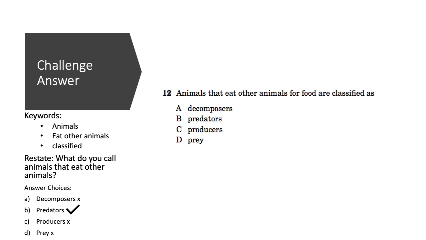C, producers. Producers are things that make things. Animals that eat other animals are not making anything other than a good meal. And prey, well, prey is the thing that gets eaten, so it's the smaller thing. And so I think of like little bunny rabbits are prey for foxes and things like that. So I know my answer is going to be predators. I'm looking at you, lions.